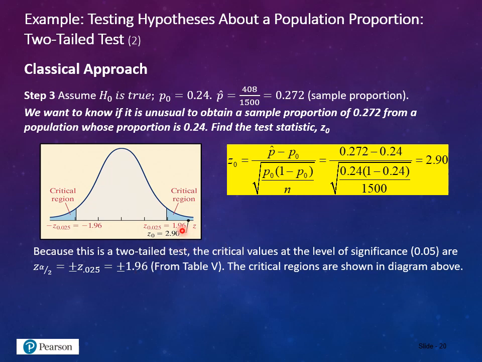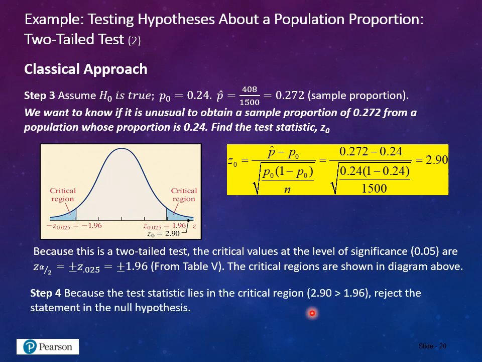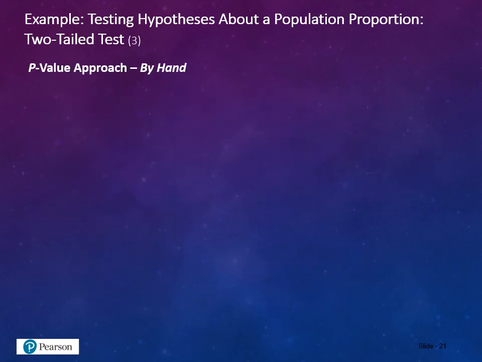And so we can see here that here is the z-score of 1.96, and here's the z-score of negative 1.96, okay? You can see that they're just shy of 2 standard deviations. The critical regions are the ones that are highlighted above or below those. Because the test statistic, the 2.90, lies within the critical region, 2.90 is greater than 1.96, we reject the statement in the null hypothesis, okay? We reject the statement in the null hypothesis.